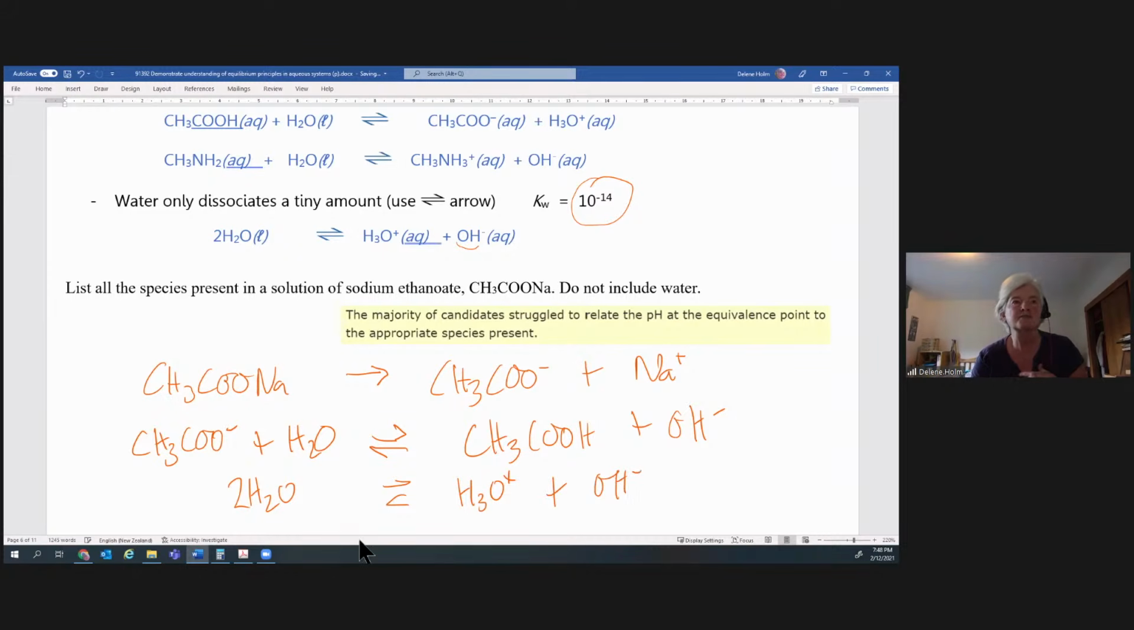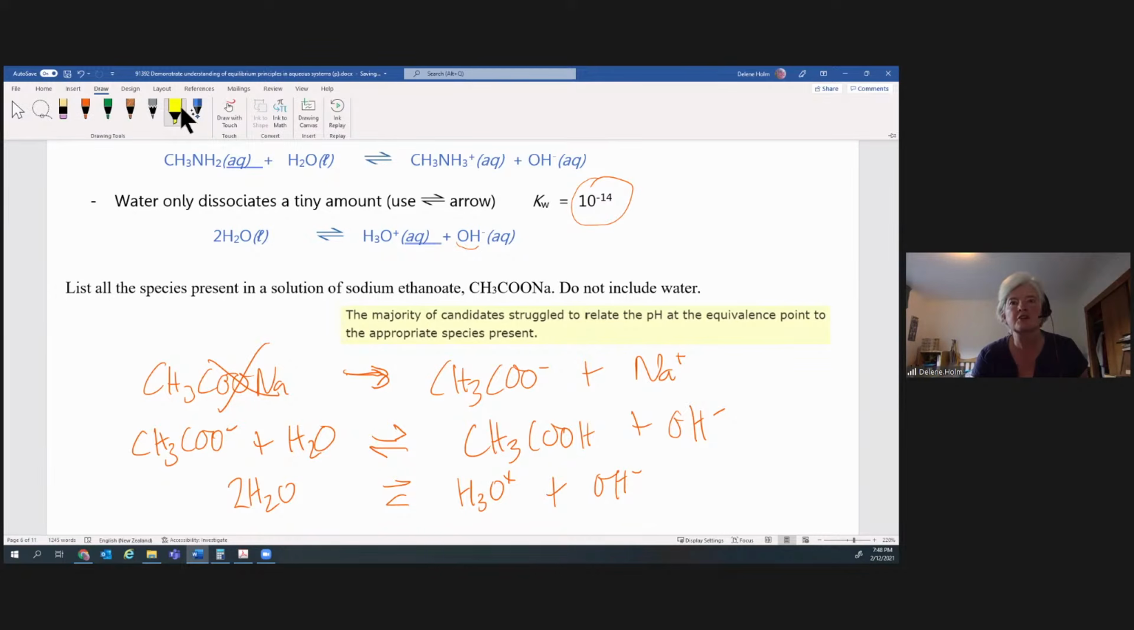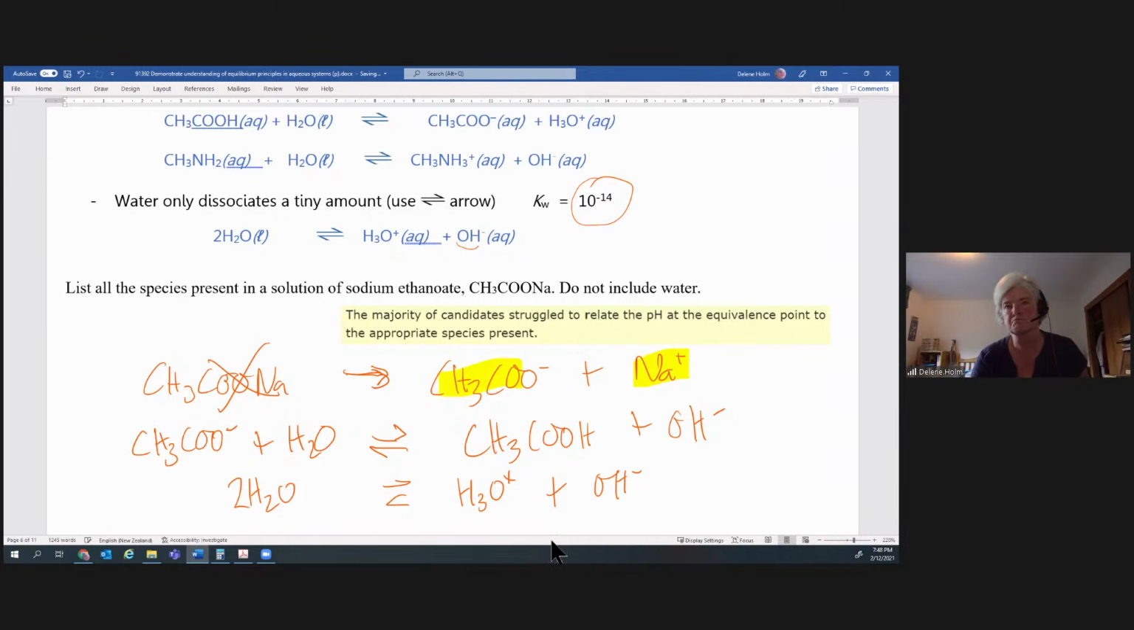So when I want to do my species, by my arrow, all of that is gone. So I don't have any sodium ethanoate in my solution. It's all gone over. Now I have equal amounts of this and this. So you would say when you were listing all the species, you'd have ethanoate, which is a similar concentration to your sodium concentration.